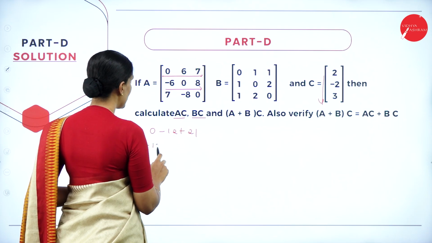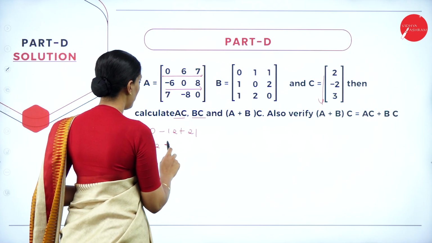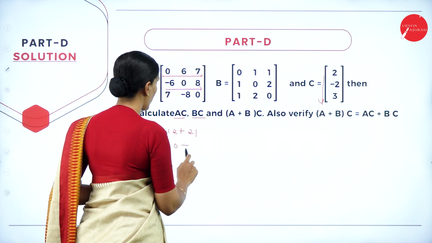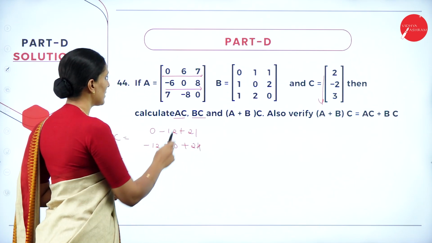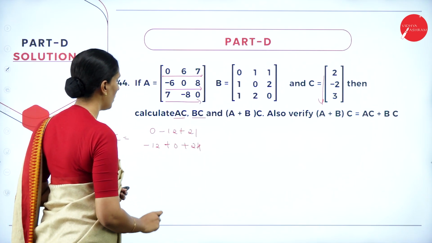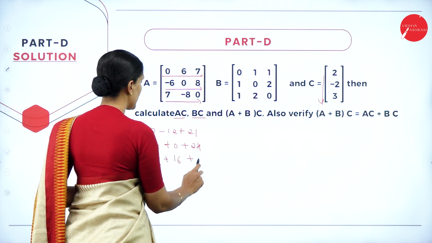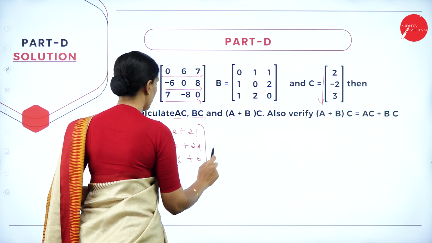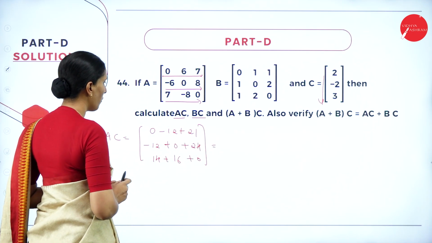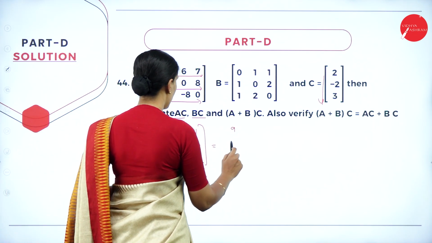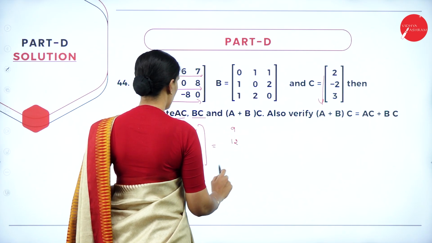So here we have minus 6 into 2, 12, plus 0, plus 24. Next, the last row into the first column, 14, plus 16, plus 0. So this is AC. So if we add this, we will get here 9, 12, 30.